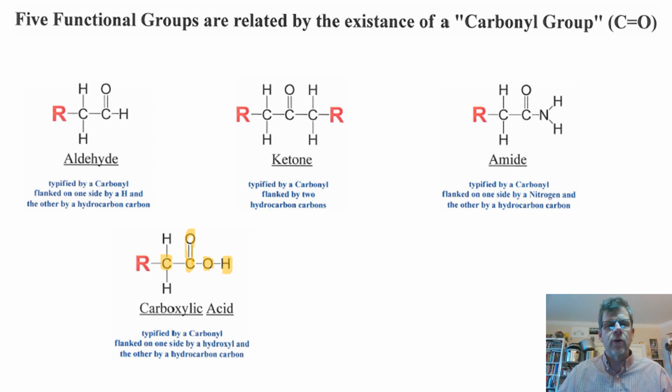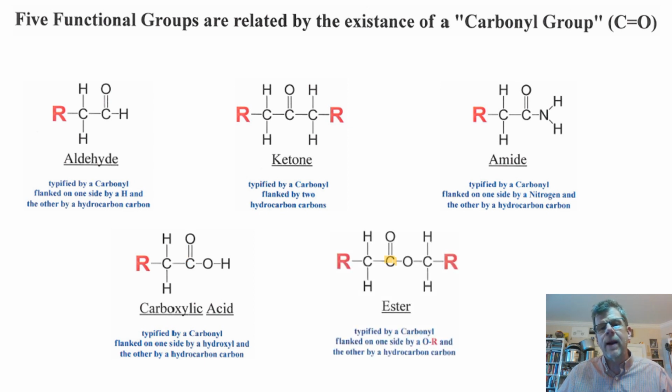Let's look at the last carbonyl containing functional group. It's similar to a carboxylic acid. If we have a carbonyl flanked on one side by a hydrocarbon carbon and on the other side by an oxygen, which is itself covalently bonded to a hydrocarbon type carbon, I know this gets repetitive, then we have what is known as an ester functional group. So if we look at these, we can pick out the slight structural differences which discern between them, which make them different from one another.